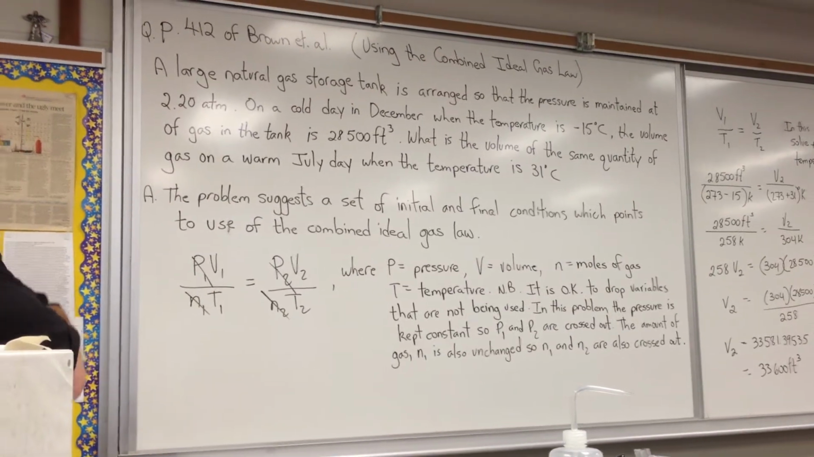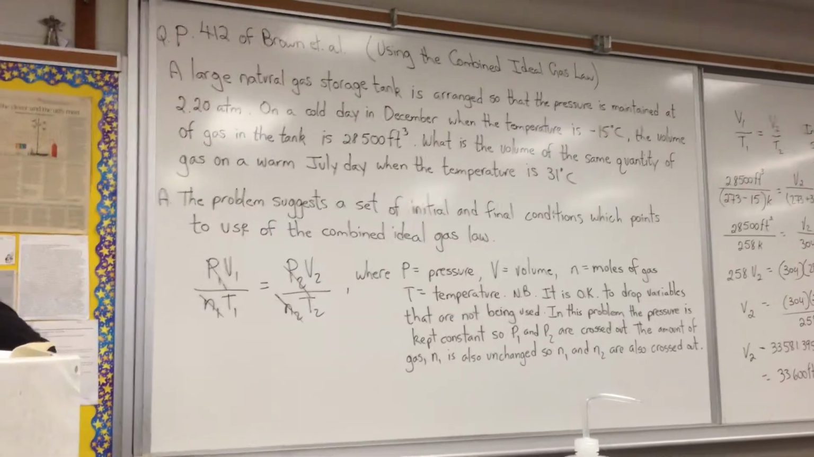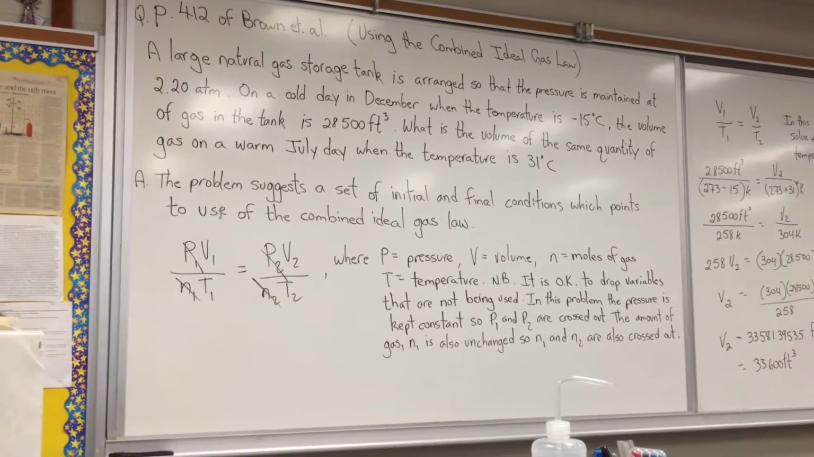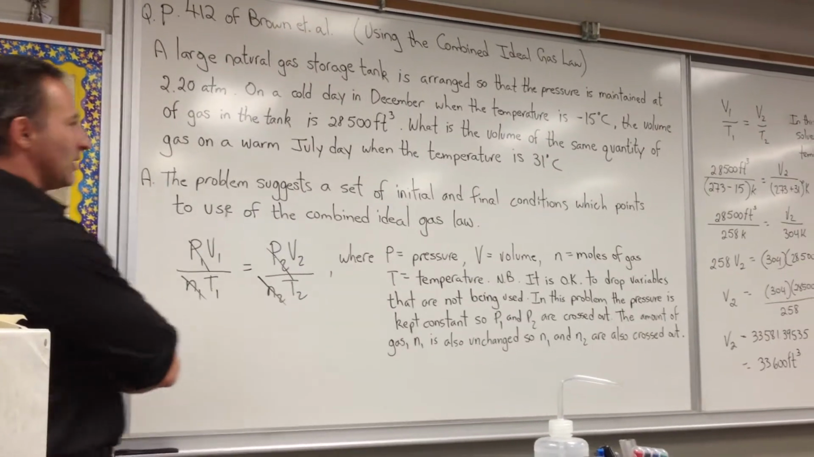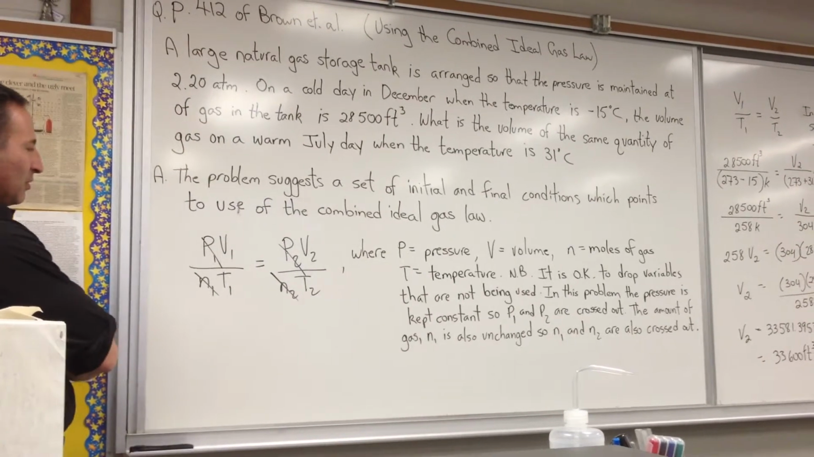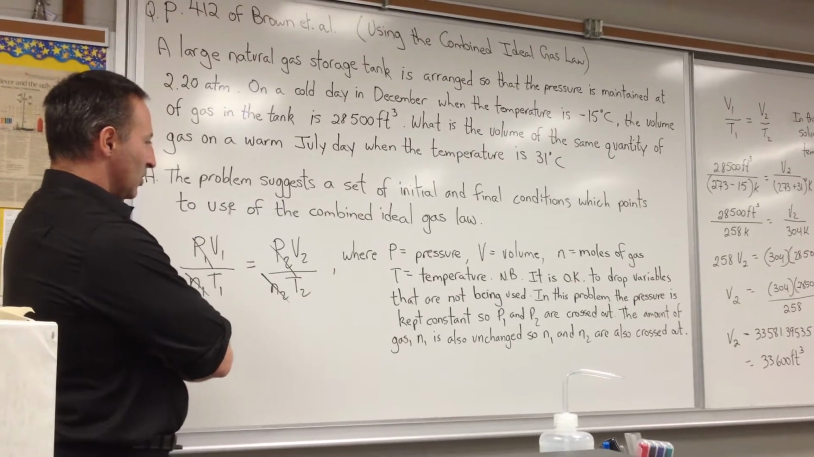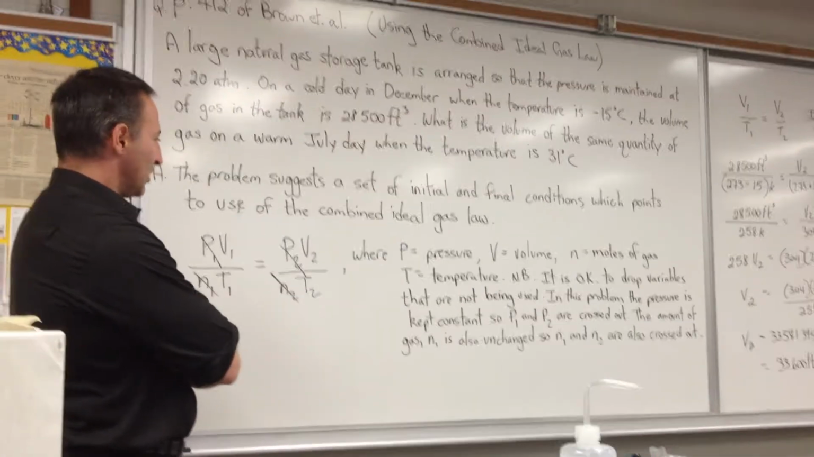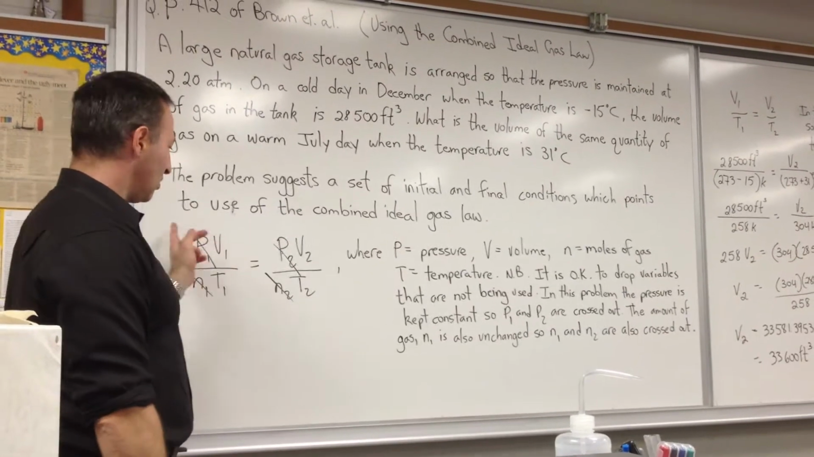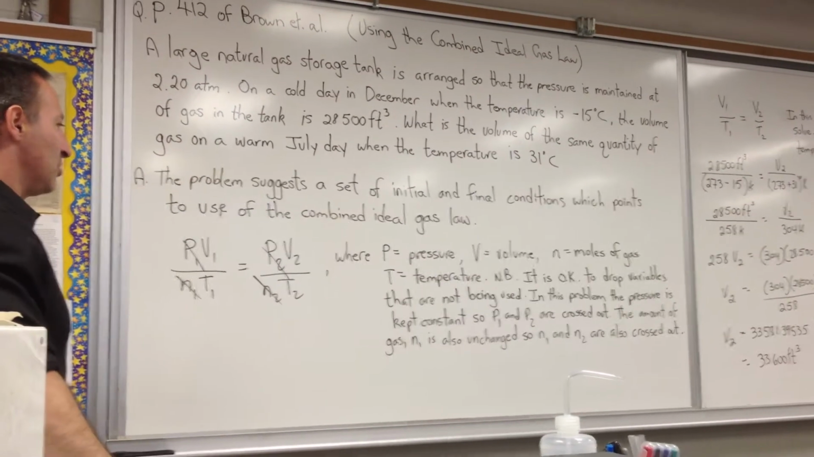Okay, this question is abstracted from your textbook, page 412 Brown, the AP textbook, and it's an example of how to use the combined ideal gas law. The combined ideal gas law is P1 V1 over N1 T1 is equal to P2 V2 over N2 T2. You'll notice that sometimes when you have problems with this gas law, if a quantity is the same before and after, you simply cancel the variable.